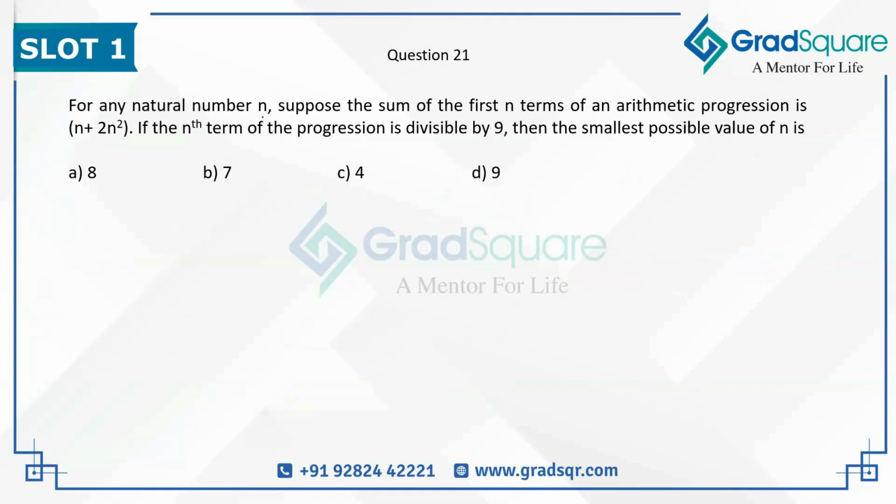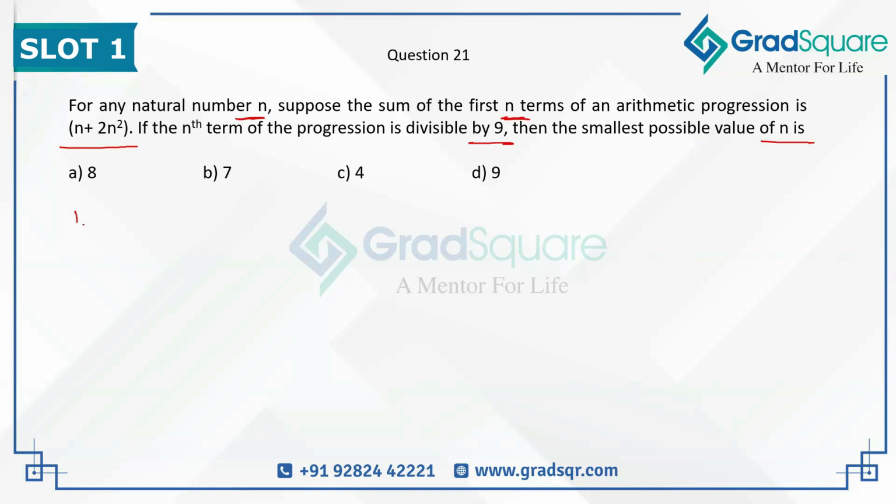For any natural number n, suppose the sum of the first n terms of an arithmetic progression is n plus 2n whole square. If the nth term of the progression is divisible by 9, then the smallest value of n is what? That is the question. For any natural number n, what are the natural numbers? 1, 2, 3, 4 up to infinity, positive integers, correct?